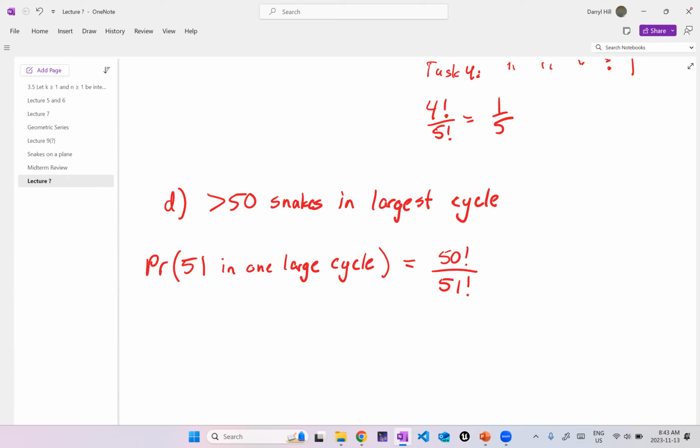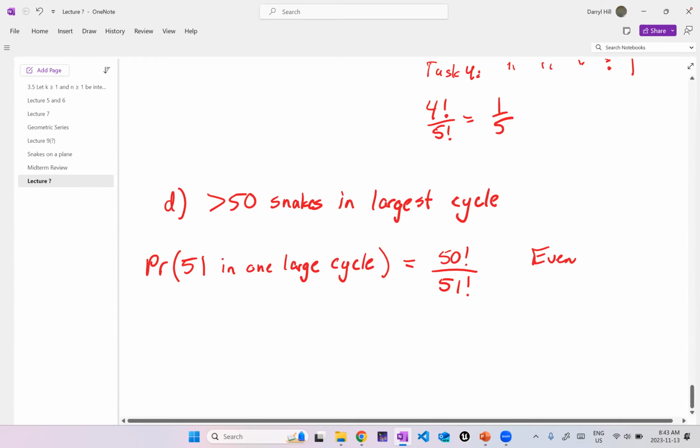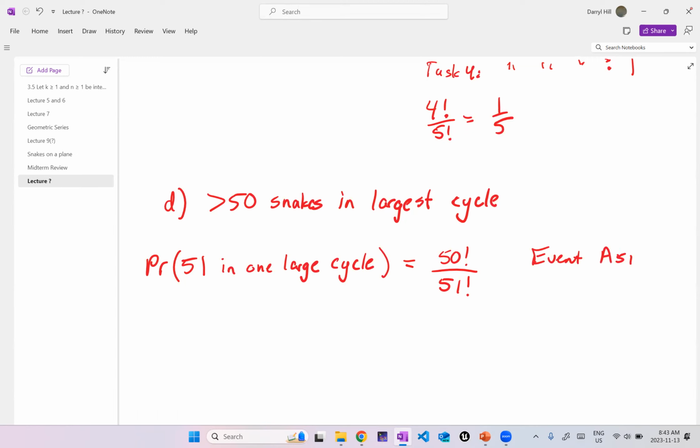We have to count, well, I have 100 snakes and I want to count the event that there's 51 snakes in the largest cycle. Well, first of all, I have to figure out which 51 snakes there are, right? So if I want to, let's call this event A51. Okay, that means there's 51 snakes in the largest cycle. So if I want to count this event, well, the first thing I want to do is choose 51 snakes out of 100.